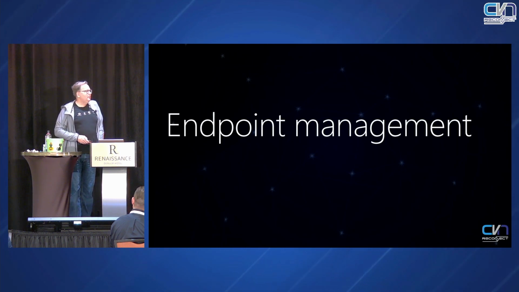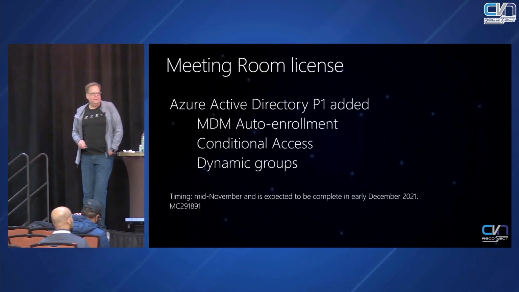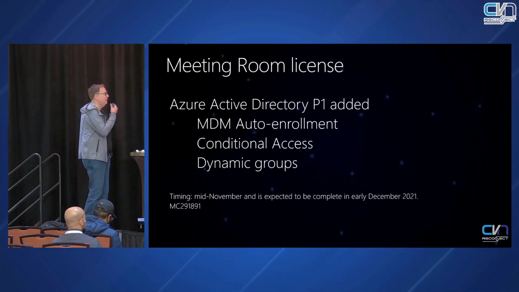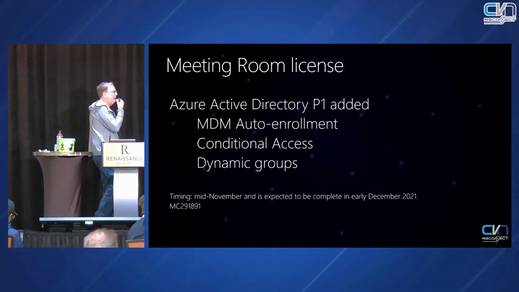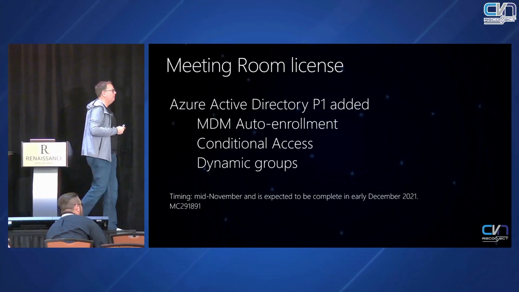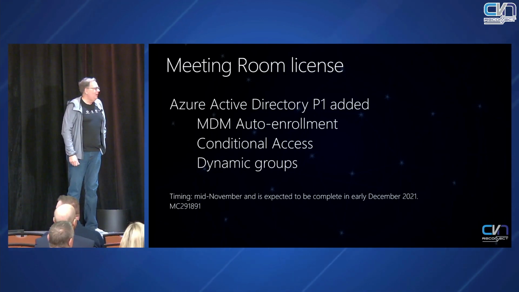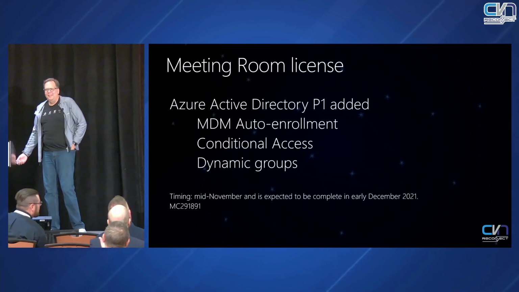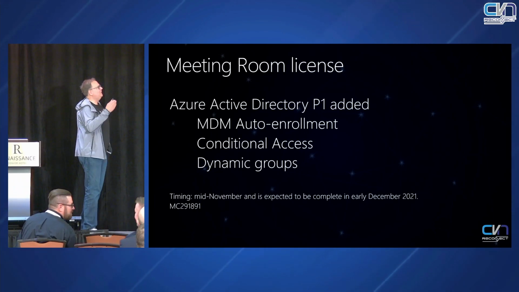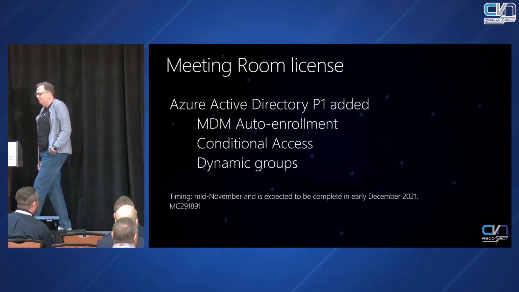Okay, endpoint management. This is where we start getting 300-ish. This is where we get a little more complicated. The meeting room license is Azure Active Directory P1 has just been added. Applause, anyone? No? No one excited about P1 being added? What does this give us for those who didn't applaud because you don't know what all this means? It gives us mobile device manager auto enrollment, conditional access, and dynamic groups.